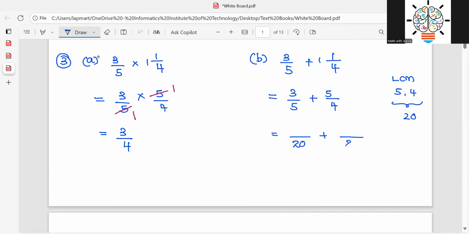So 20, 20. 5, how can you convert into 20? 5 times 4. 4 times 3, 12. How can I convert 4 into 20? 4 times 5. 5 times 5, 25, right? So then here I have 20, then 12 plus 25, right? So when I add them together, 25 and 12 together, it gives me 37, right?